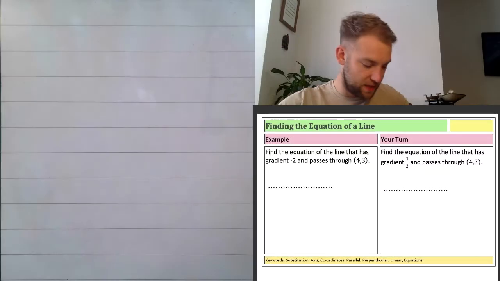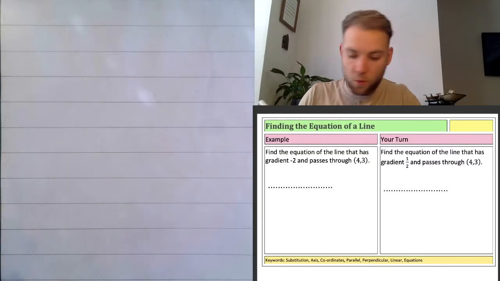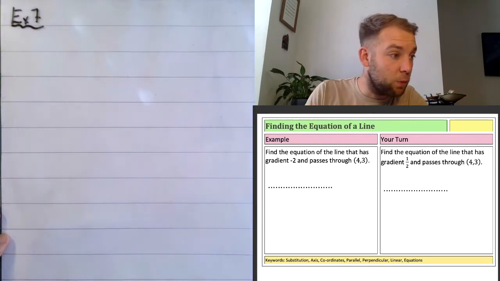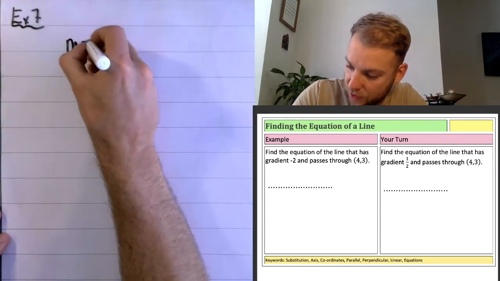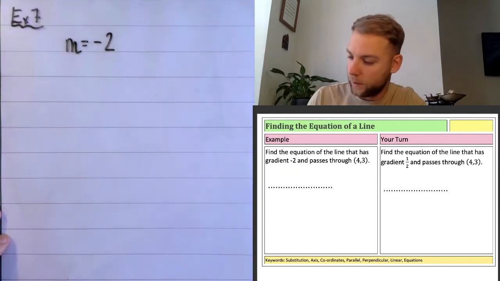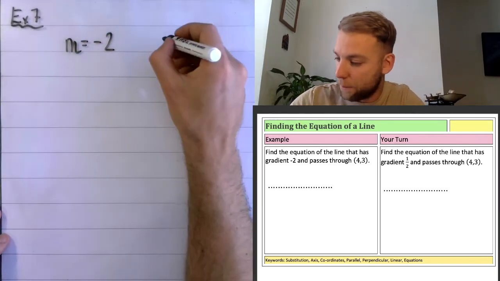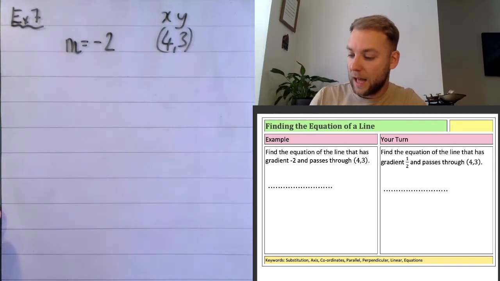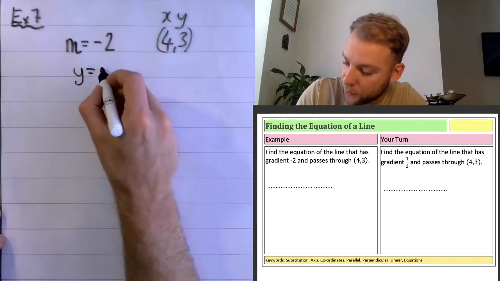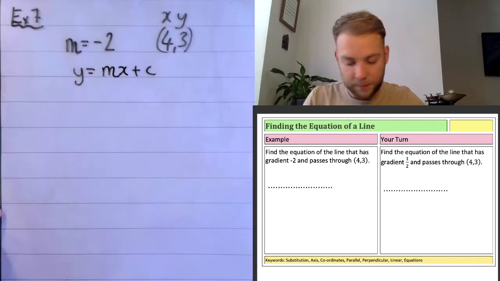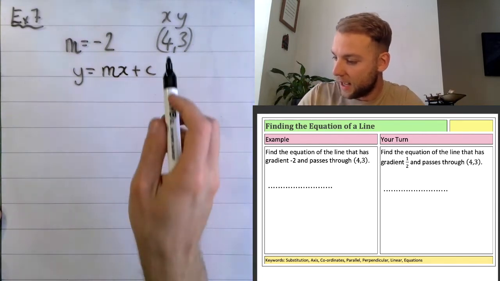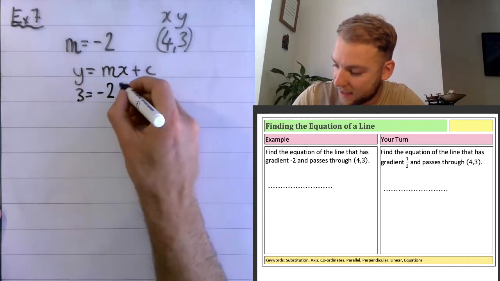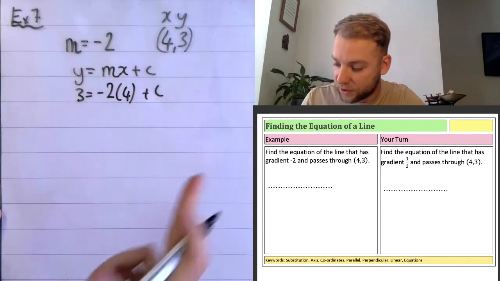Okay, so let's have a look at these two together. So this is example 7. In this one, we've got a gradient of negative 2, so m is equal to negative 2. We've got a point which is 4, 3. So x and y there. I know that the equation of the line is y equals mx plus c. Okay, so let's sub everything in. Y is 3 in this case. M is negative 2 and x is 4 plus the c, which I don't know.